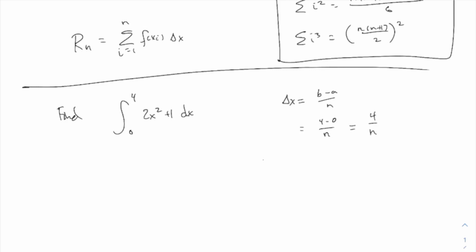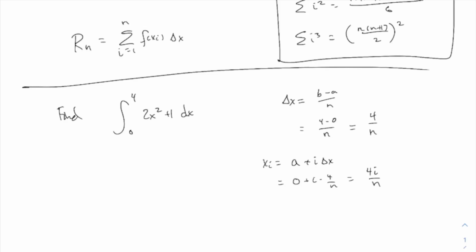And then the xi is, this is what I've told you at the beginning, a plus i delta x. The a is the lower limit, the lower endpoint of the interval from 0 to 4 here. So it's 0 in this case. And then plus i times delta x, which is 4 over n. So to write it as simply as possible, 4i over n. That's the xi in this case.